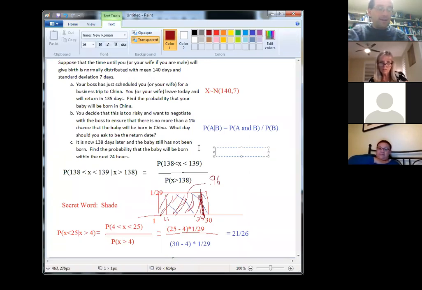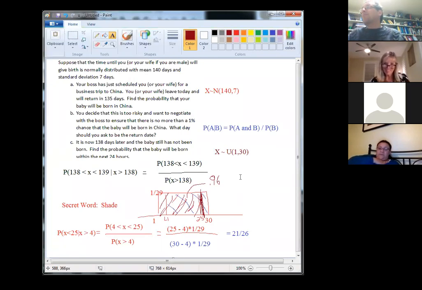Yes. So let me write that down. X tilde U(1, 30). You don't go below 1 if it's uniform from 1 to 30, just like we didn't go above 30. So now what we don't know is this value on the x-axis. And when you don't know the value on an x-axis, you call it x.